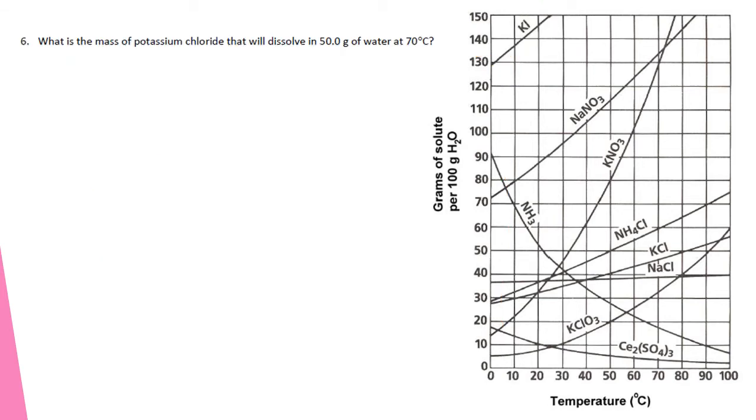Number 6, what is the mass of potassium chloride that will dissolve in 50 grams of water at 70 degrees Celsius? So this graph is about 100 grams of water. So if you have half as much water, you're only going to be able to dissolve half as much. But let's figure out how much would dissolve in 100. So potassium chloride, that's KCl, which is this line right here. And at 70 degrees, it is right here, about 45 grams can dissolve in 100 grams of water.